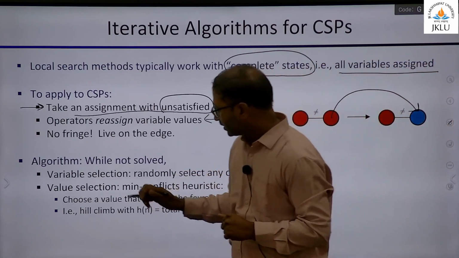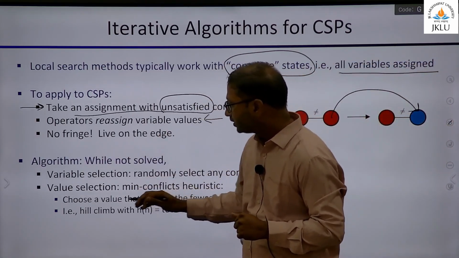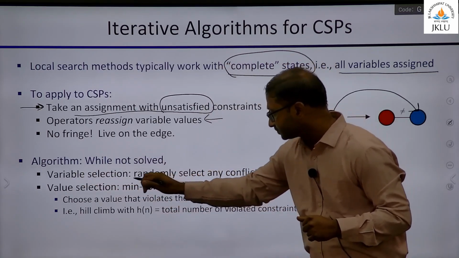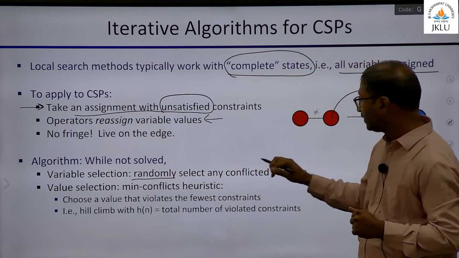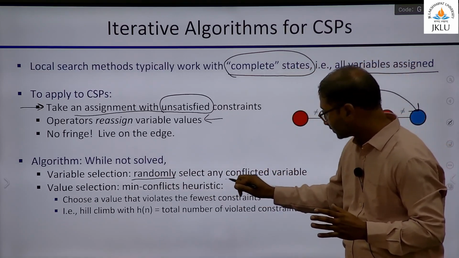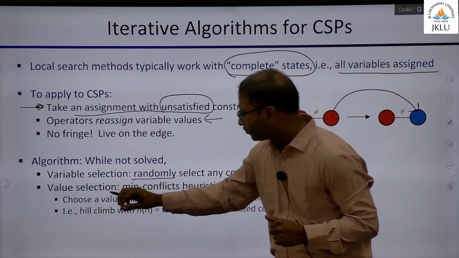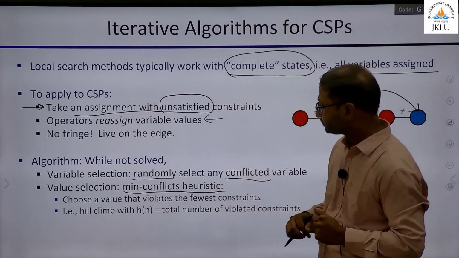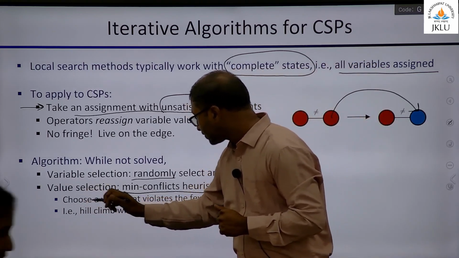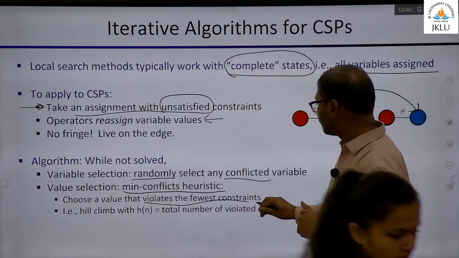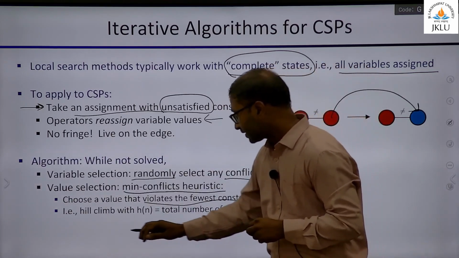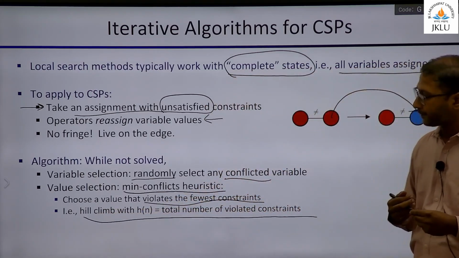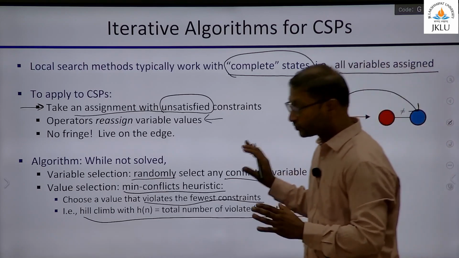So this is the algorithm. While not solved, variable selection: randomly select any conflicted variable. Value selection: min conflicts heuristic. Choose a value that violates the fewest constraints. For example, hill climb with hn, the total number of violated constraints. So this algorithm is very simple.